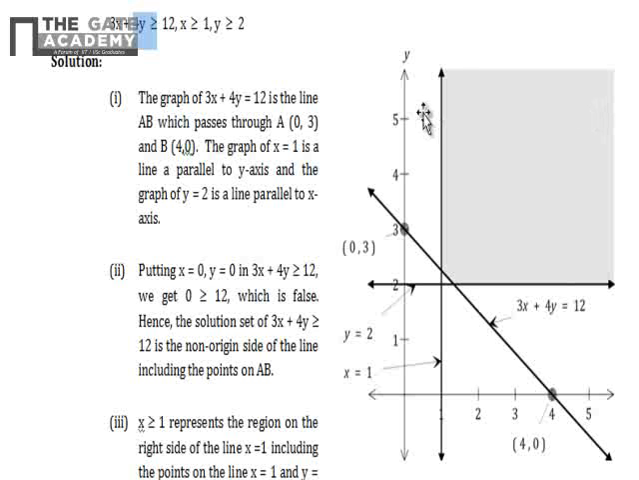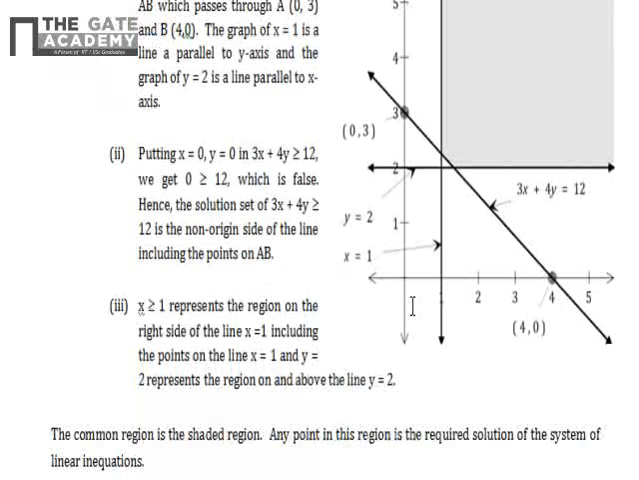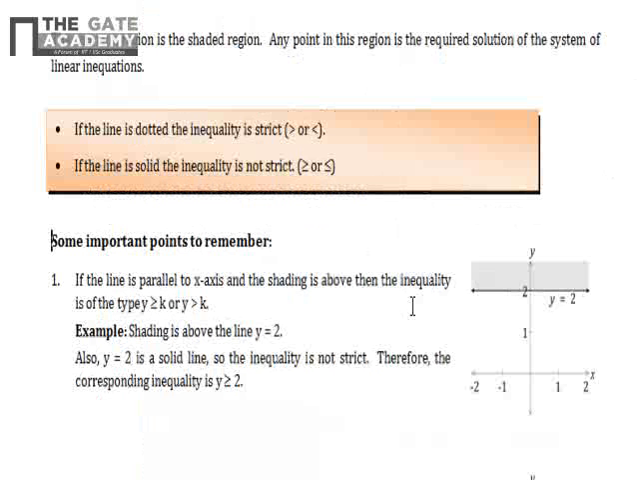Sometimes there is no common region, which means there is no solution. So please take care while finding the common region, the feasible region of the solution. The common region is the shaded region. Any point in the region is a required solution of the system of linear inequations.